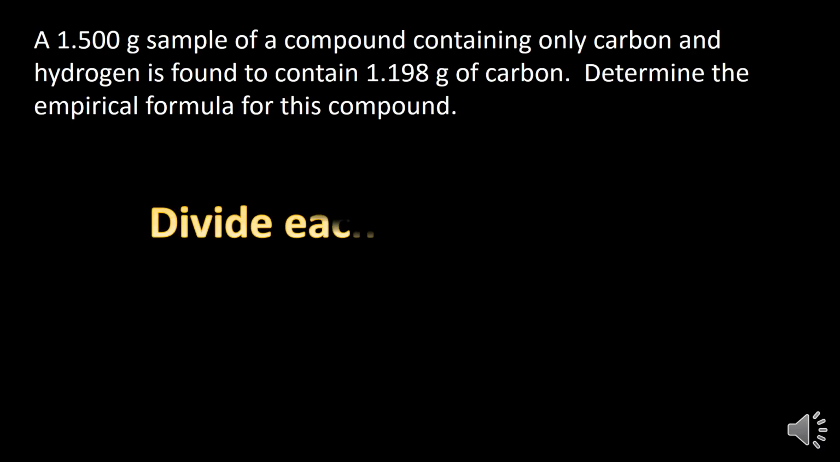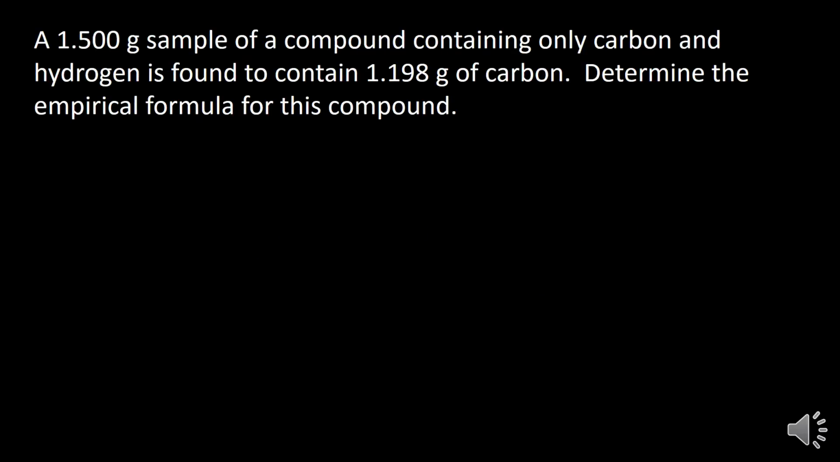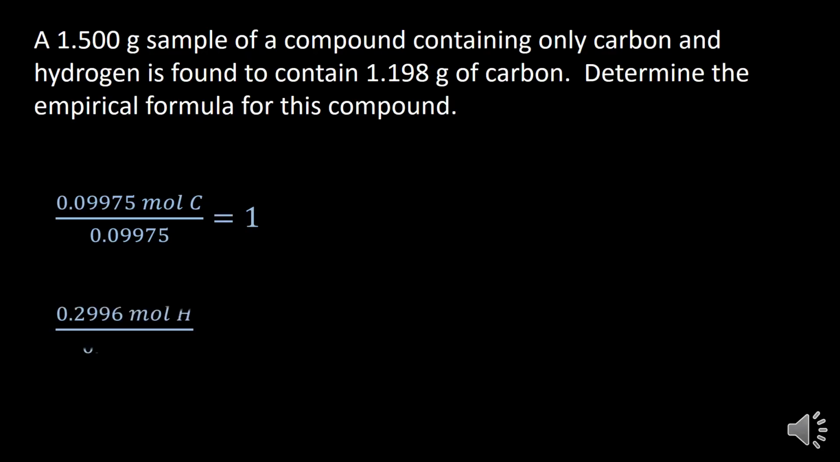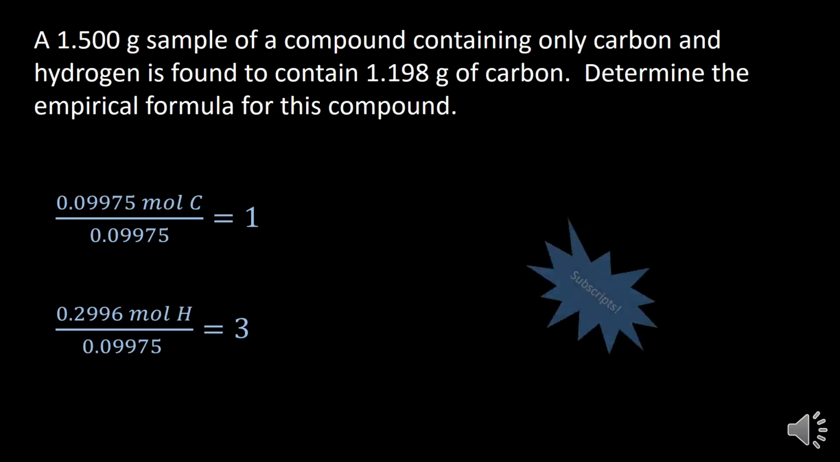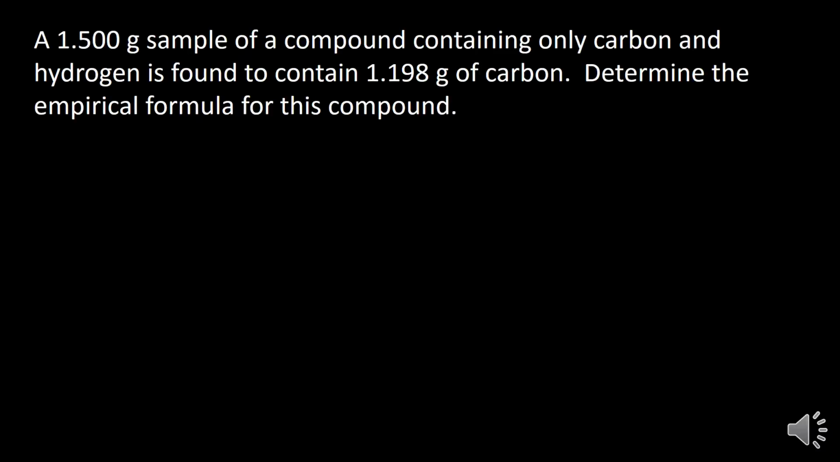You need to divide each of the moles by the smallest mole. I knew that carbon was my smaller mole, so I divided by that, by each one of those. So I end up with 1 and 3. These integers become my subscripts. So the empirical formula is now CH3.